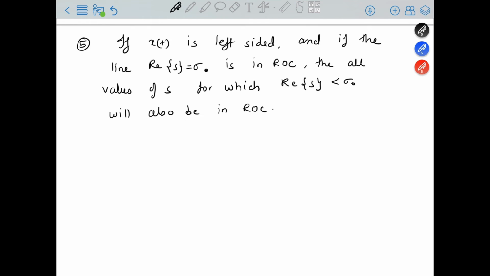This is quite intuitive. Again, if we take a value for this S which is less than sigma naught, because of left sided. So what is left sided? For left sided, the signal will have an upper limit of some value t1, and for values greater than t1 the signal is 0, and for all other values it is defined. So this is your left sided signal.